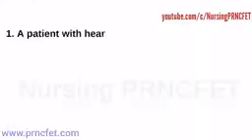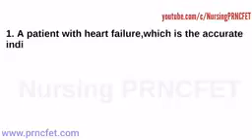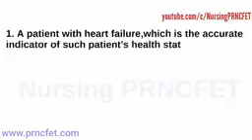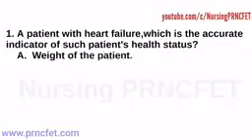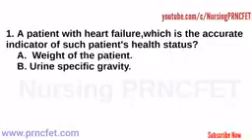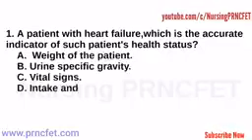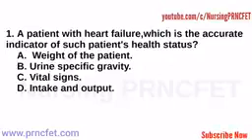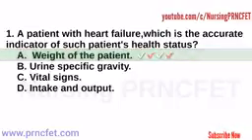Question 1. A patient with heart failure, which is the accurate indicator of such patient's health status? A. Weight of the patient. B. Urine-specific gravity. C. Vital signs. D. Intake and output. Correct answer is A. Weight.